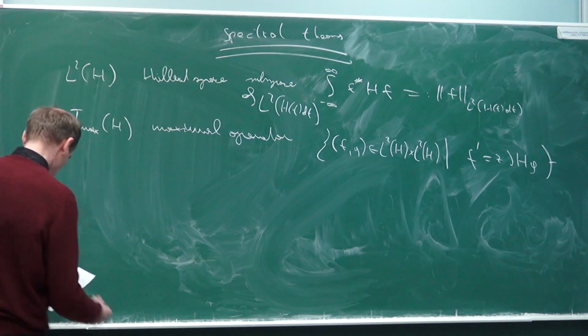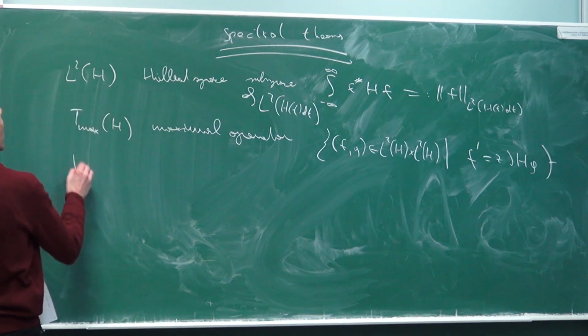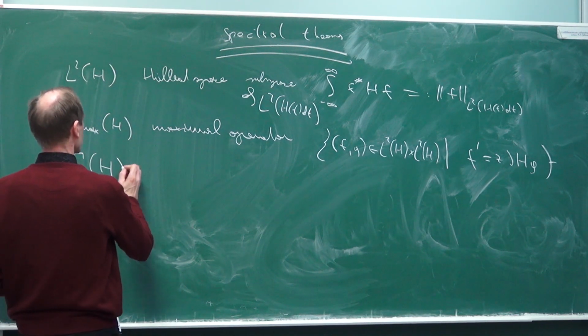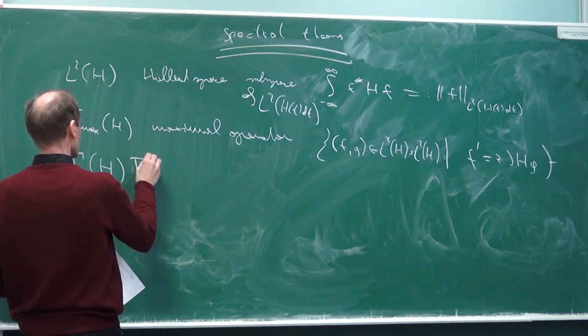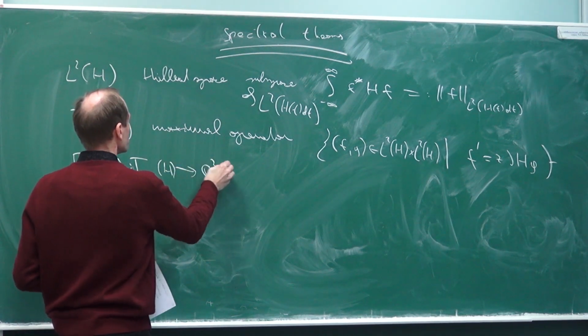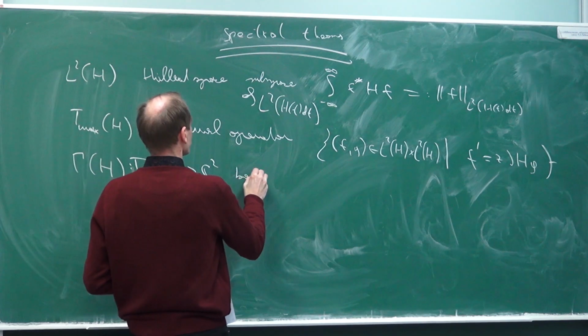But never mind. The third ingredient to our operator model is a boundary value map. So this is a boundary map. It goes from the maximal operator to C^2. It's the boundary map.